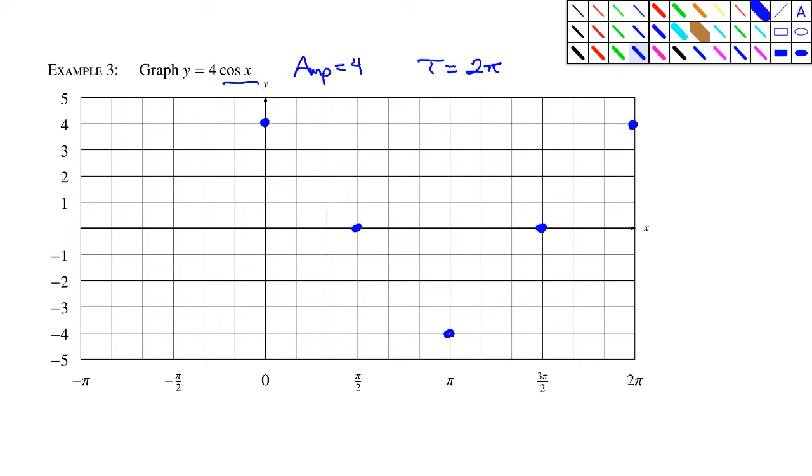Continue the pattern going backwards on the left. So we have a 0 at negative pi over 2 and a minimum at negative pi. Connect this like a sinusoid. And there's your cosine curve.